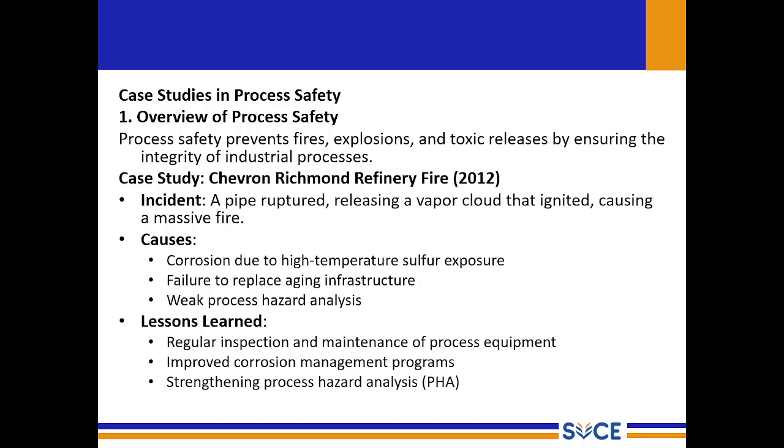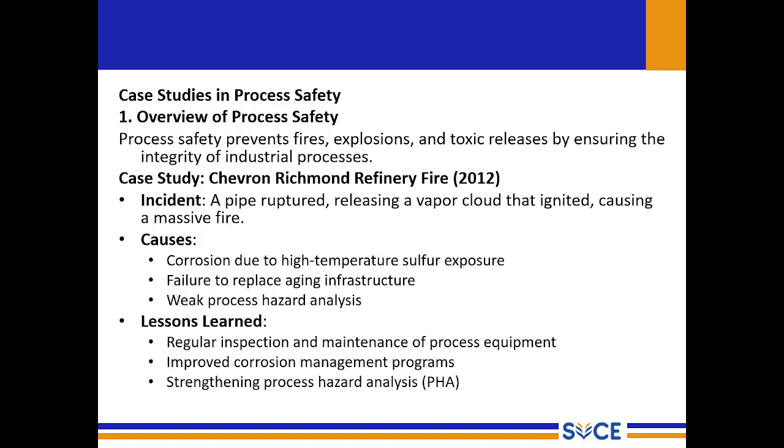So from this we understood that any failure, such as this pipe rupture, leads to the release of a vapor cloud that ignited, causing a massive fire. Understanding process safety mainly focuses on preventing catastrophic industrial incidents such as fires, explosions and toxic releases.